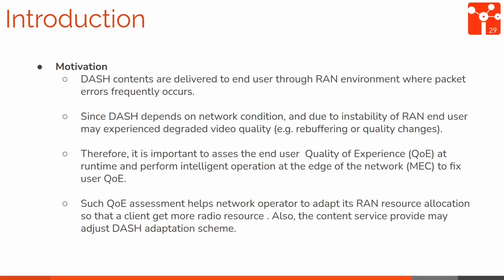Such QoE estimation can help the network operator adapt its RAN resource allocation so that clients get more radio resources, and this kind of information can also be used by the content provider to make changes in their video adaptation strategy or scheme.